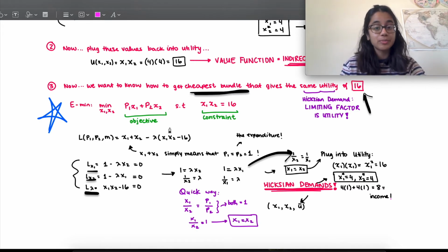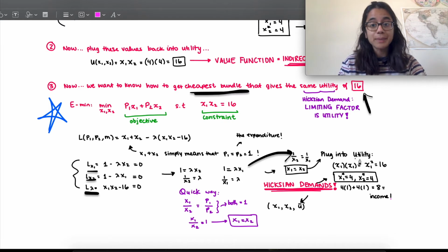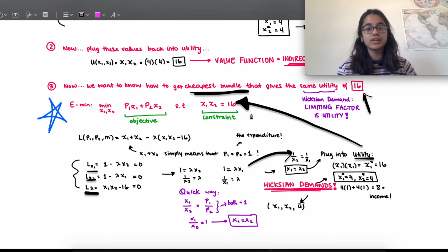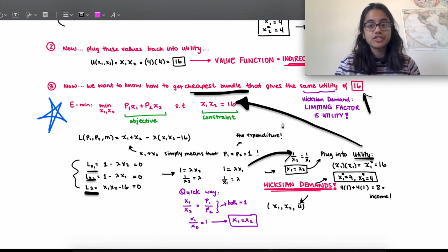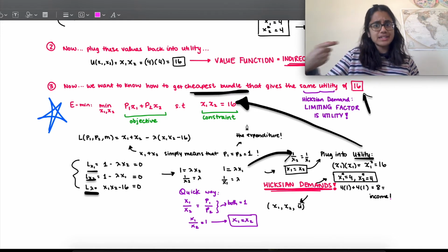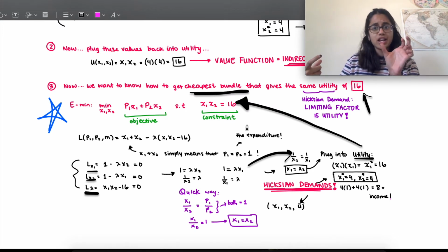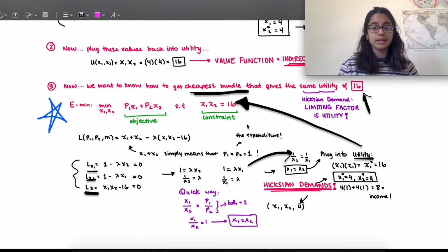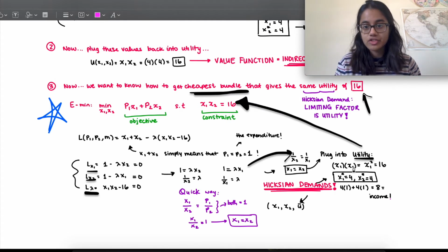This is an expenditure minimization problem. We plug this back into our constraint, right? Because we have a value given for that, 16, it's very easy to just plug it back into our constraint, because that is what we're constrained by. That 16 is what we're constrained by. Those bundles, the x1 and x2, are dependent on that 16. So sorry, I made a typo right here. This should be, oh no, sorry, this is right.